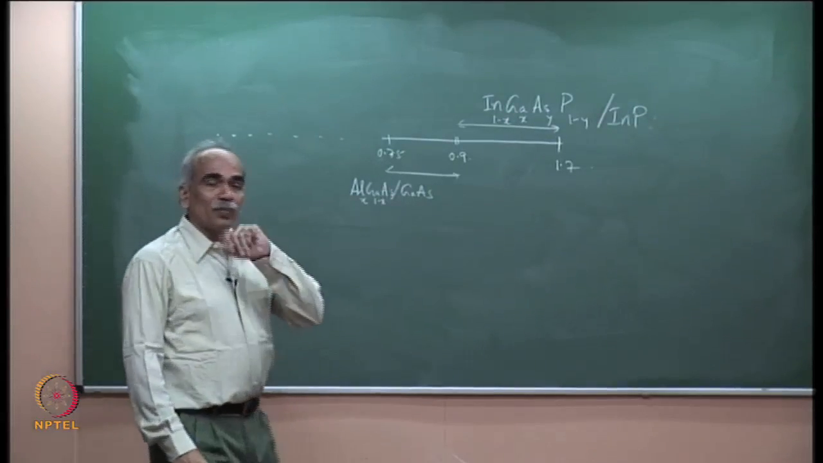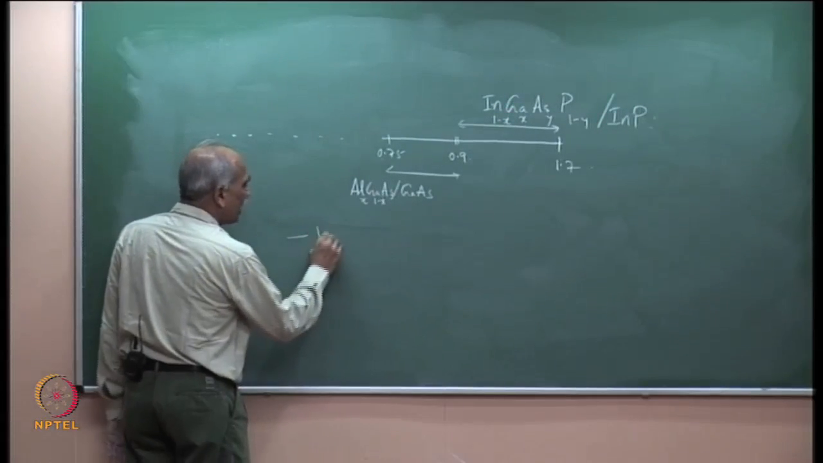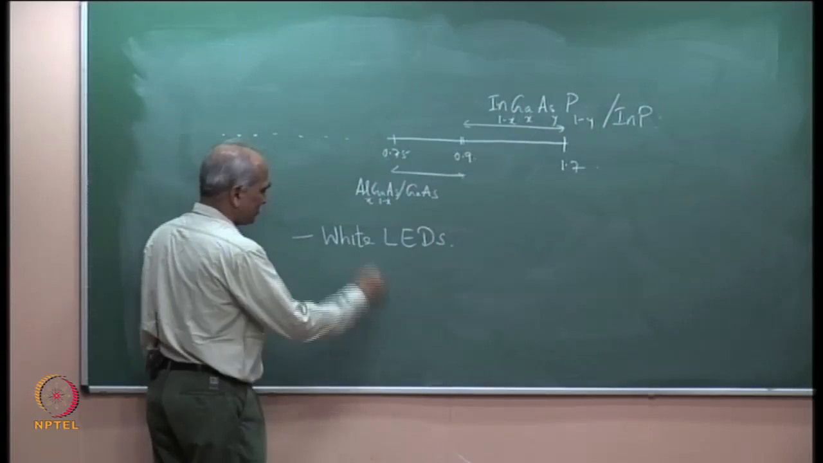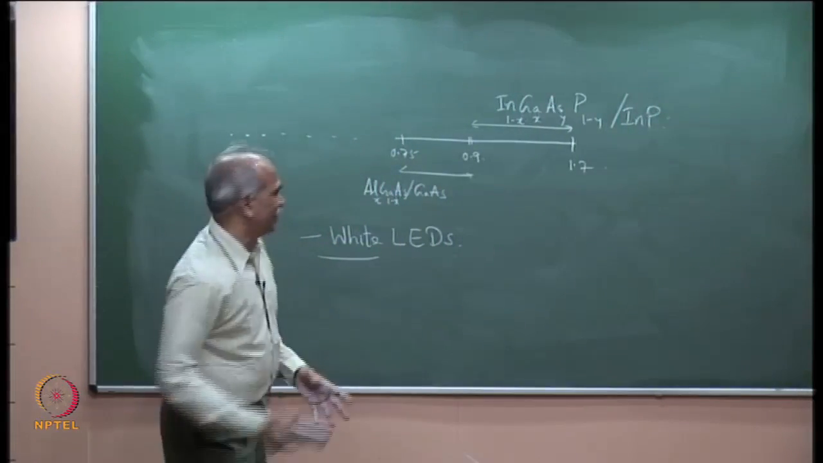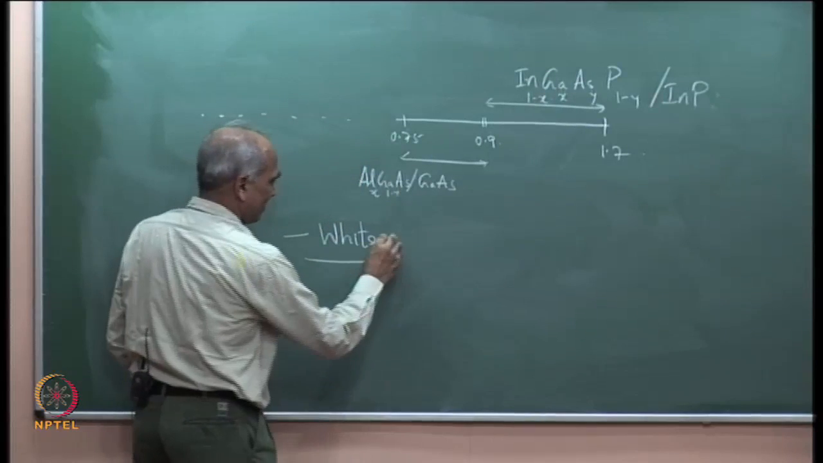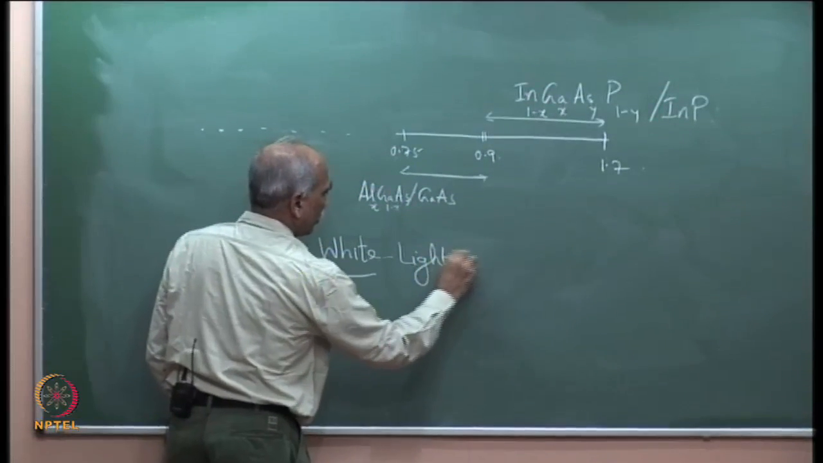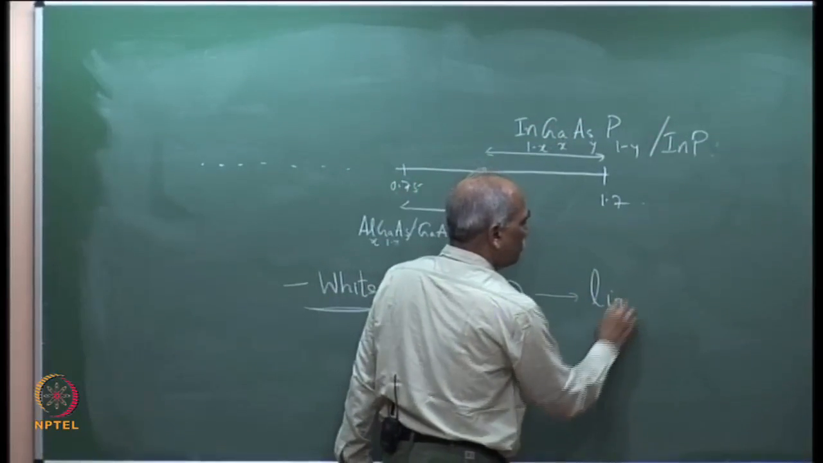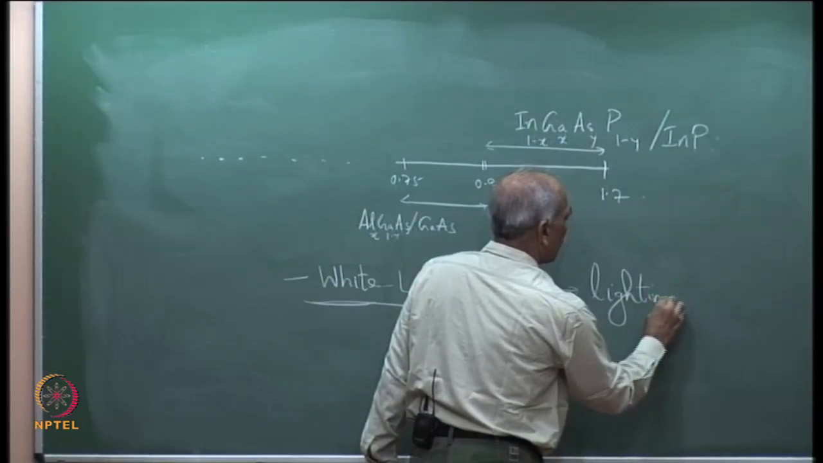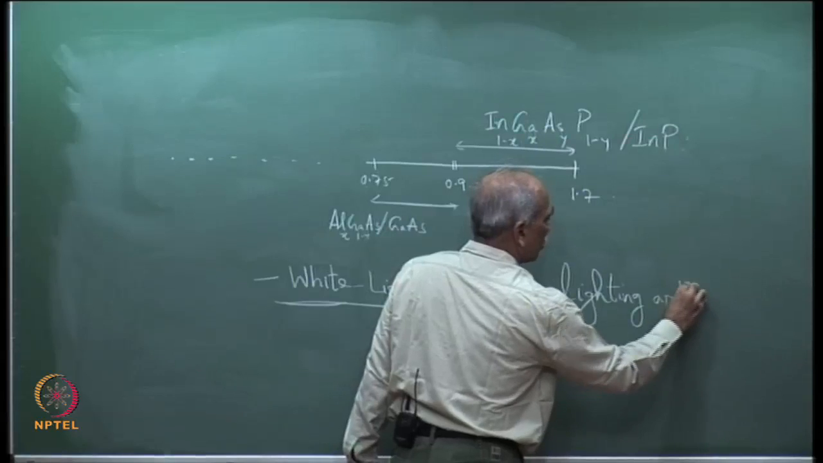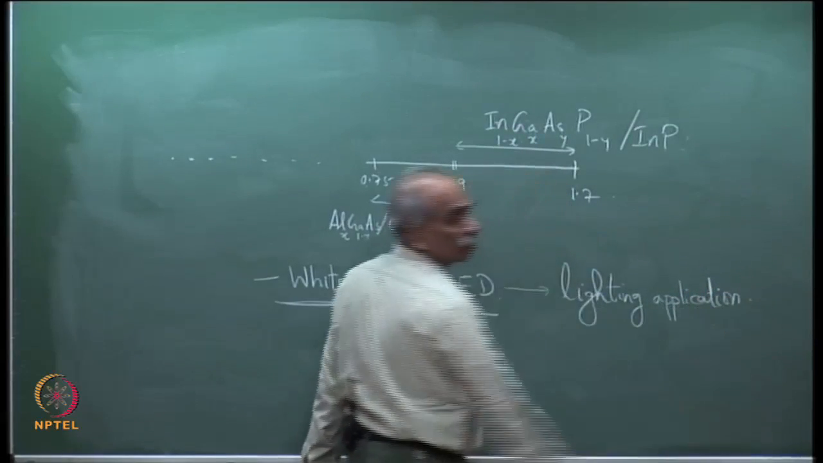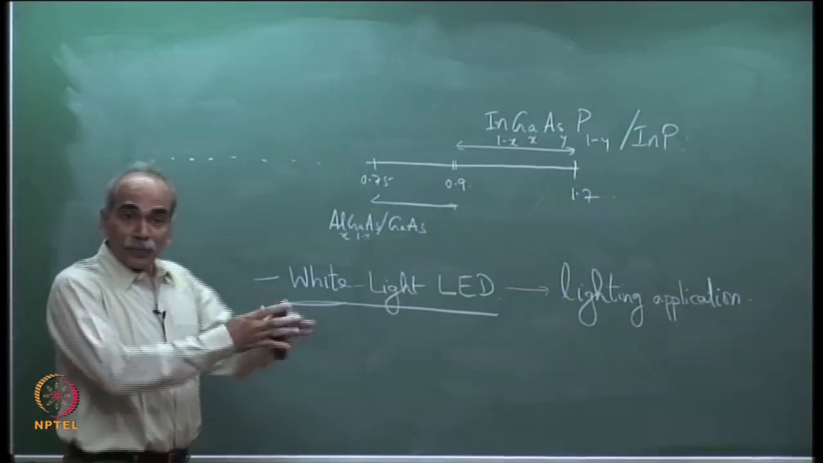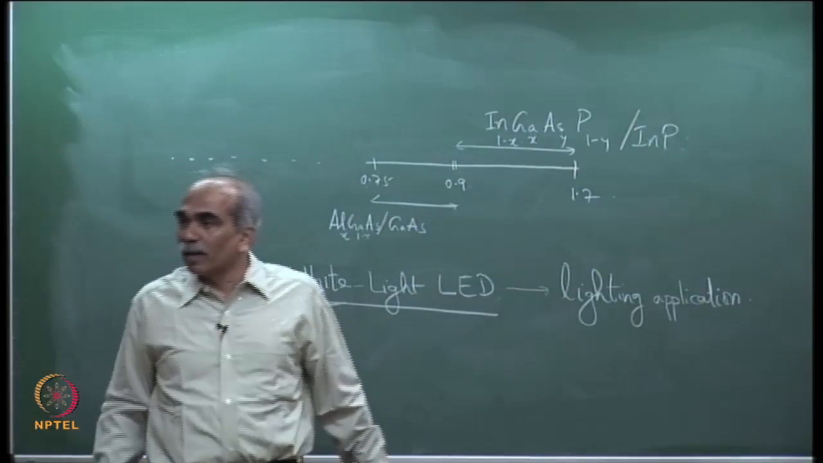One can see one last point, one last application, white LEDs. If I don't mention white LEDs, white light LEDs, I'm sorry, white light LEDs, for lighting application, we see so many commercial products. What is the material used for this? White light LED. It has to emit over a wide region, so naturally one material cannot emit that.